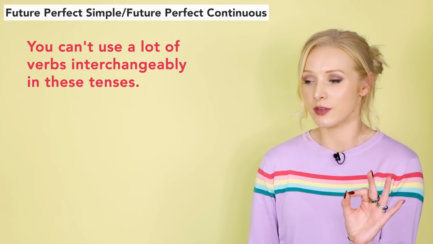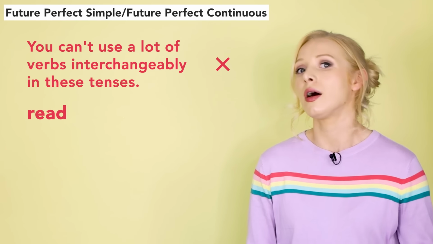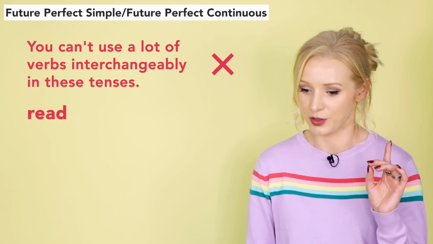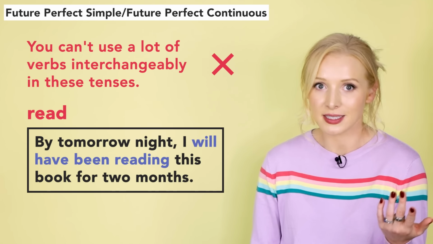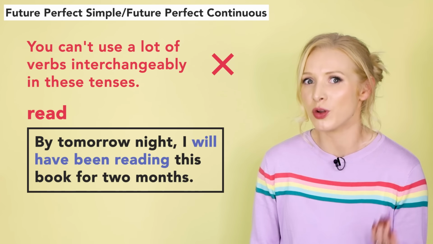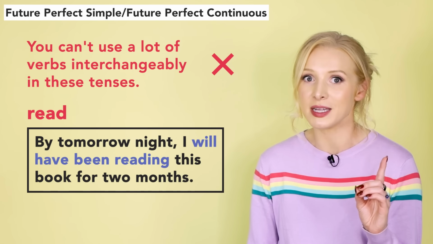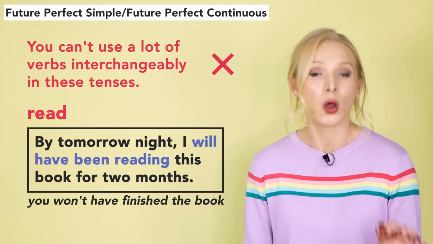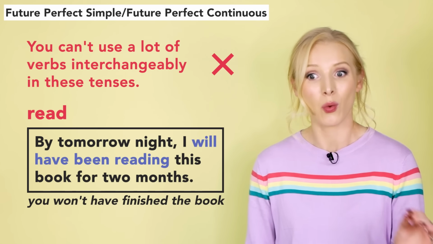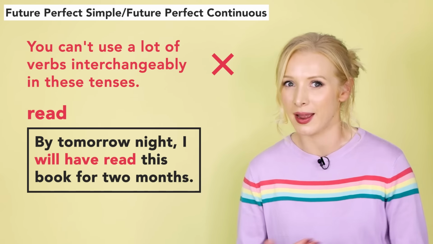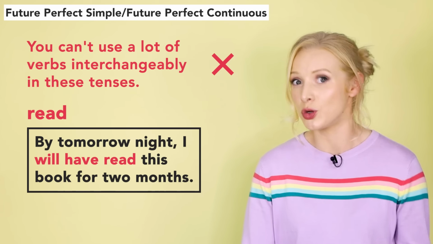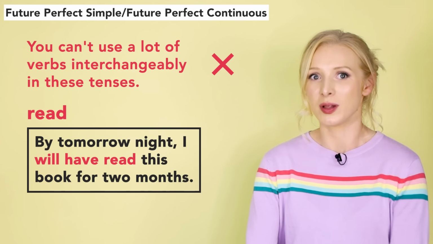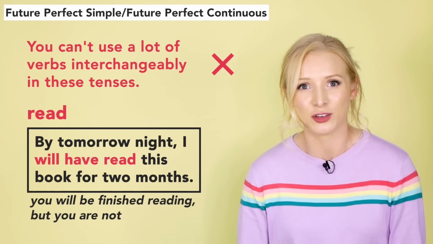However, with lots of verbs like read, you can't use them interchangeably. For example, by tomorrow night, I will have been reading this book for 2 months. This means that you won't have finished the book, and you simply cannot replace will have been reading with will have read. It's not an ongoing action. If you did, the sentence would not be grammatically correct because will have read means you will be finished reading. But you're not. Okay, those are your 4 future tenses.